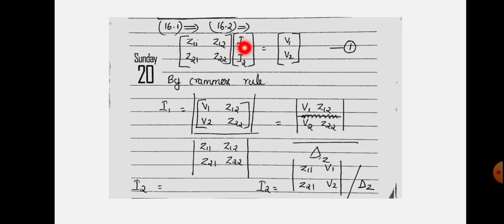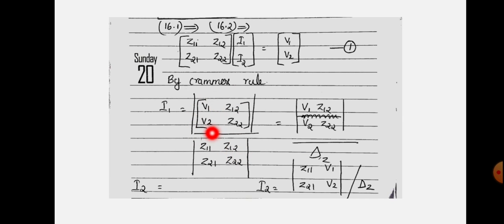Here, to find the values of I1 and I2, you can apply Cramer's rule. You have become familiar with Cramer's rule in the second module for solving network equations. So, how will you write the Cramer's matrix form for I1? I1 is obtained by replacing the first column by V1 and V2. So this will be equal to the determinant of V1, Z12, V2, Z22, divided by the determinant of the matrix Z11, Z12, Z21, Z22. So we will take the ratio of these two matrices.